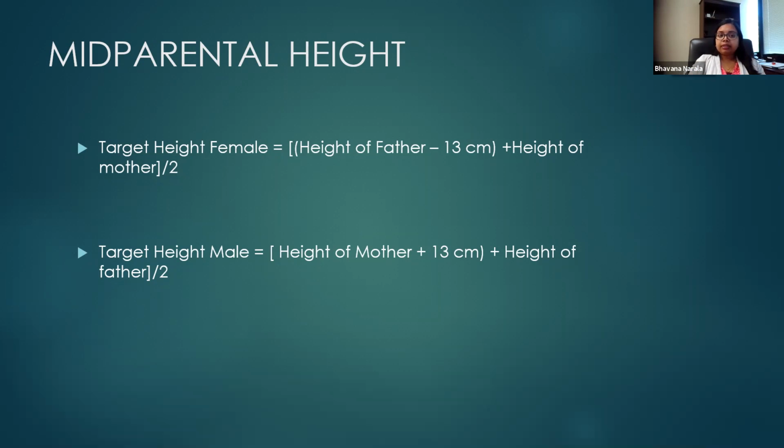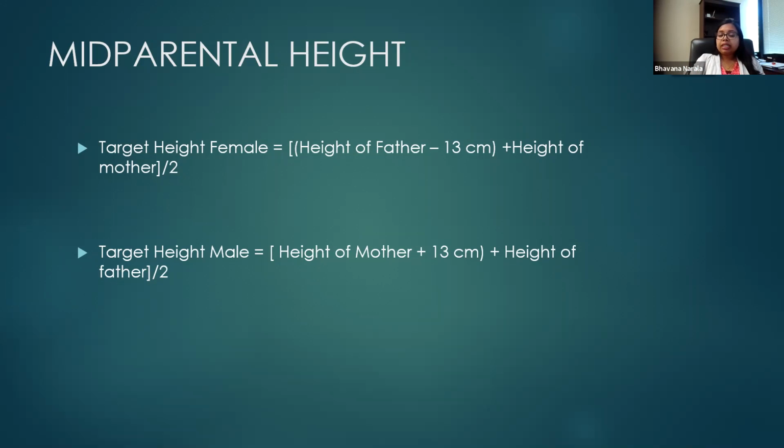So how do we calculate this? Target height for a female is height of father minus 13 centimeters plus height of mother, divided by 2. And the target height for a male is height of mom plus 13 centimeters plus the height of father, and then average, divided by 2. So if I were to give a genetic target of, say, 64 inches, it's plus or minus 2 standard deviations, which is about 4 inches. So I could give 64 inches plus or minus 4 inches.